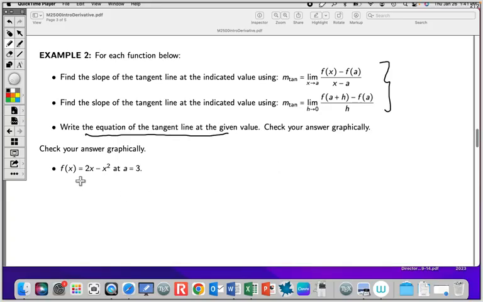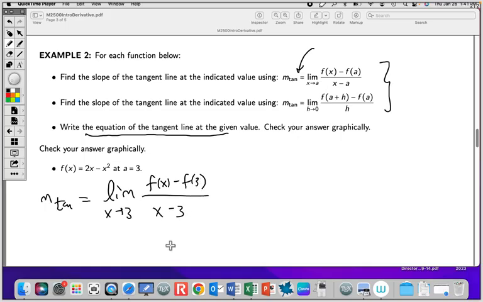So first example we have here, f of x is 2x minus x squared, and we're looking at the particular x value here, a equals 3. And so if I look at using the first formula here, the slope of the tangent line would be the limit as x approaches 3 of f of x minus f of 3 divided by x minus 3. And in this particular case, the f of x is 2x minus x squared. And so the f of 3, we would substitute in 3 here, 2 times 3 minus 3 squared.